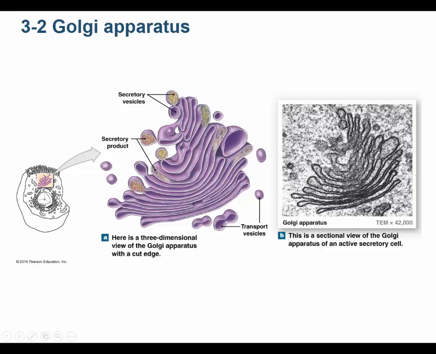The Golgi apparatus packages and modifies proteins. It's made of phospholipid bilayer membranes, and it packages and modifies proteins. It also does carbohydrate synthesis.